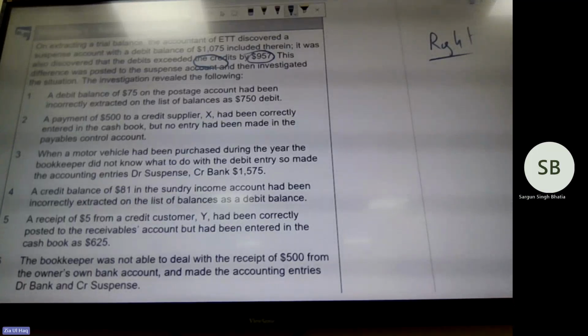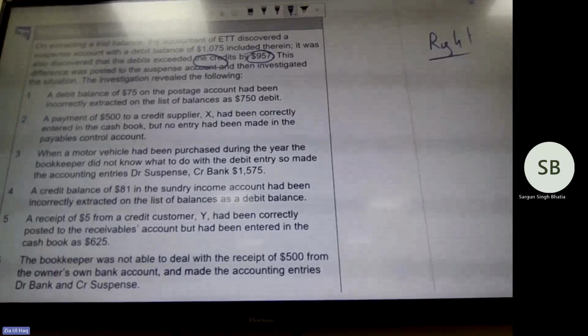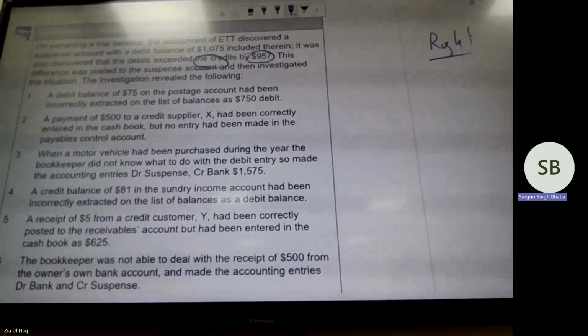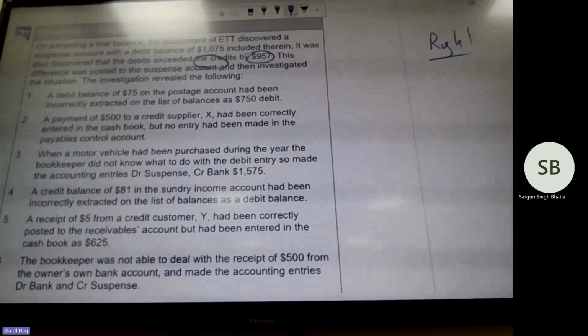So will the suspense be on the credit column of trial balance or the debit column? If debit is more by 957, then it should be on the credit side. This difference was posted to the suspense account, and then investigating the situation, the investigation revealed the following.